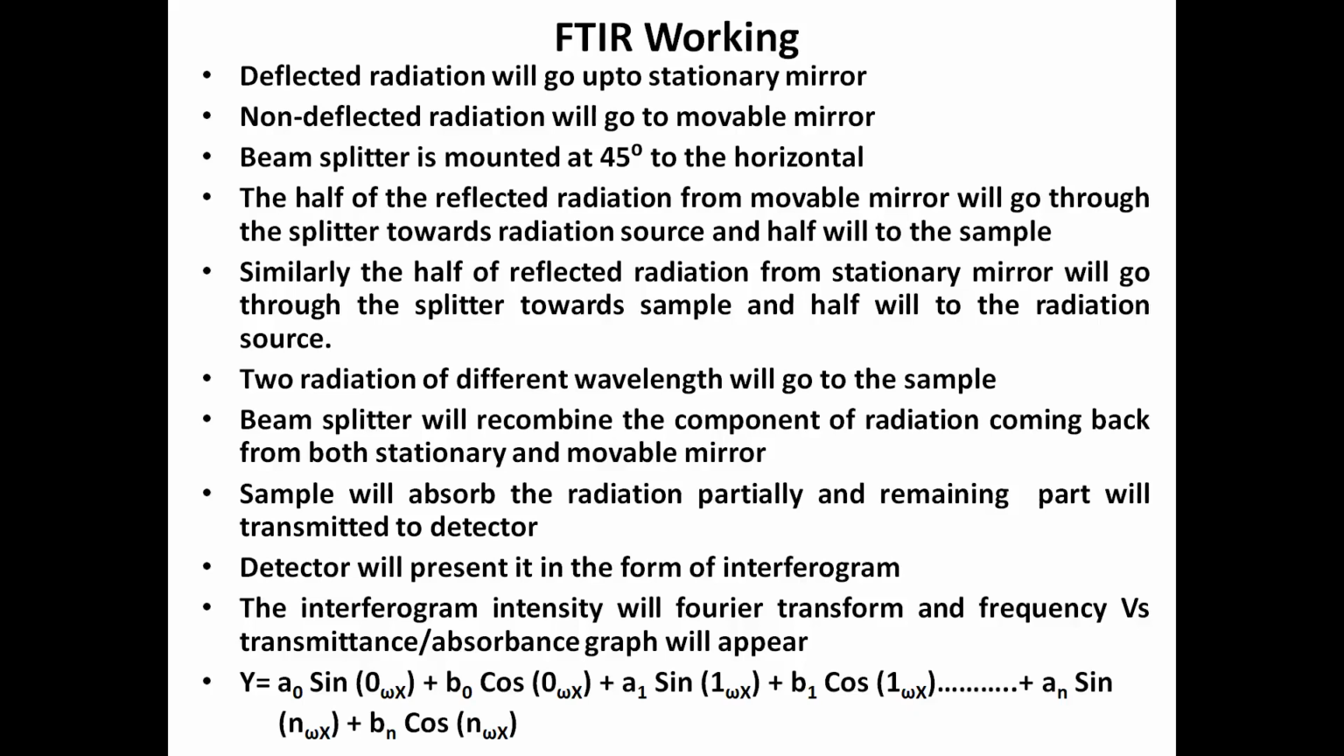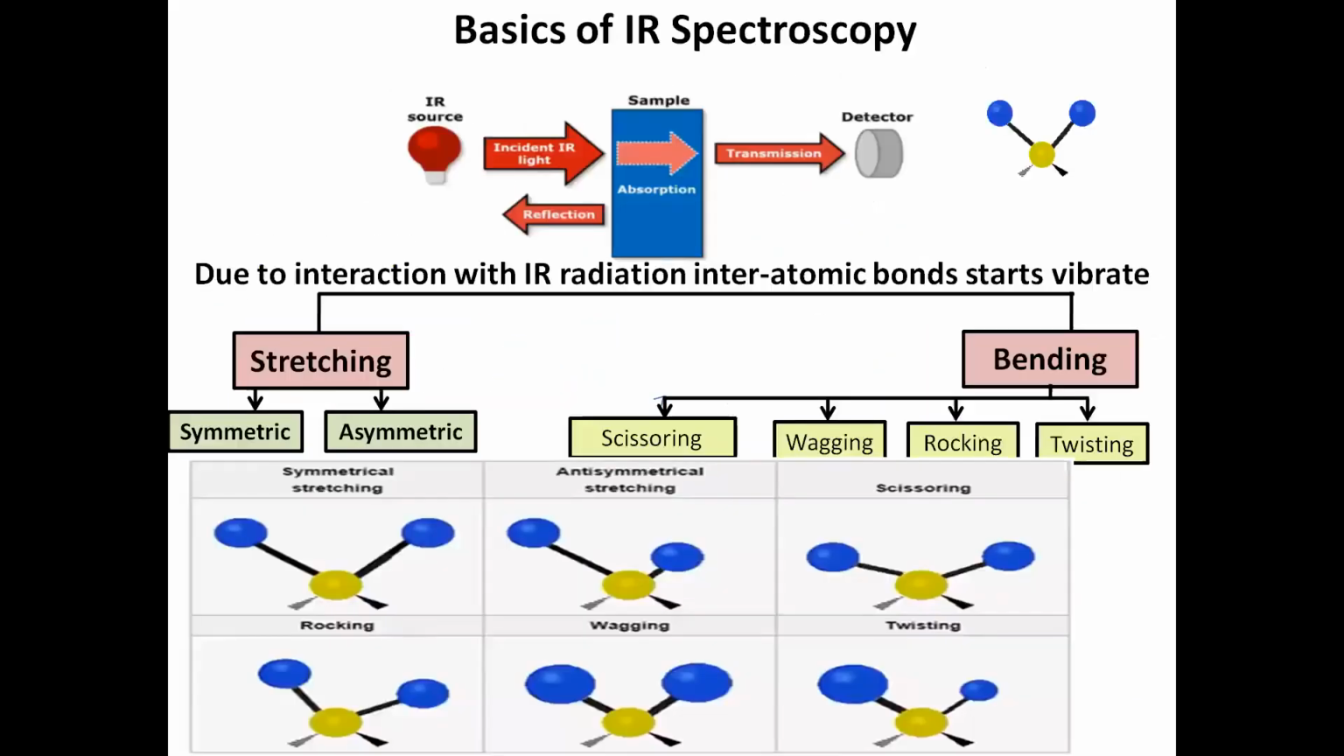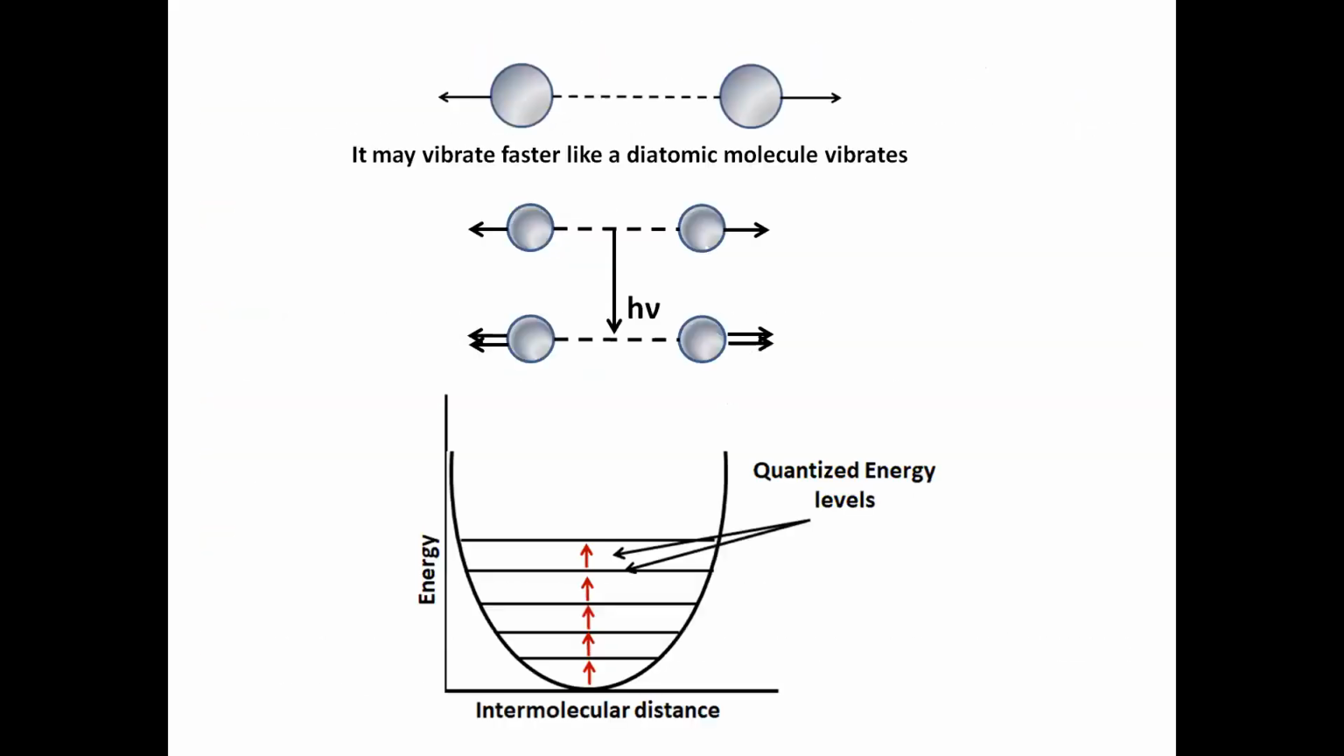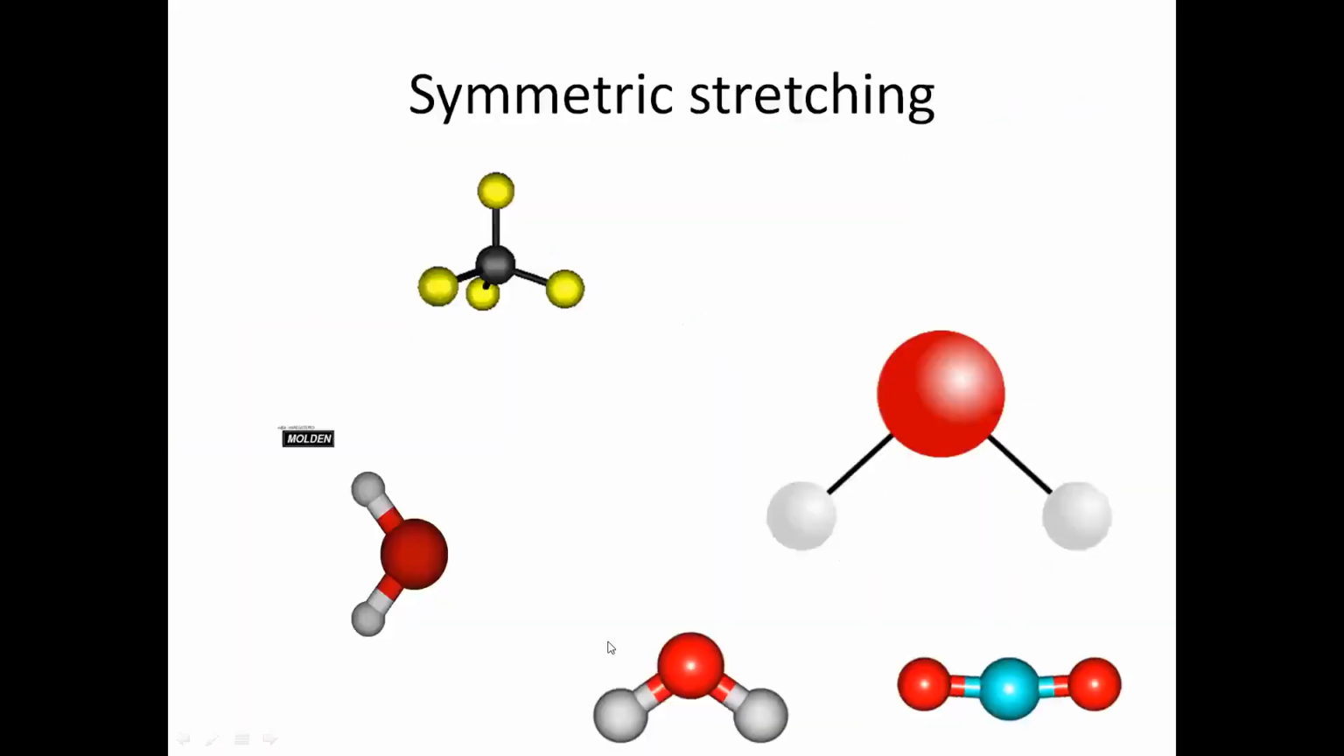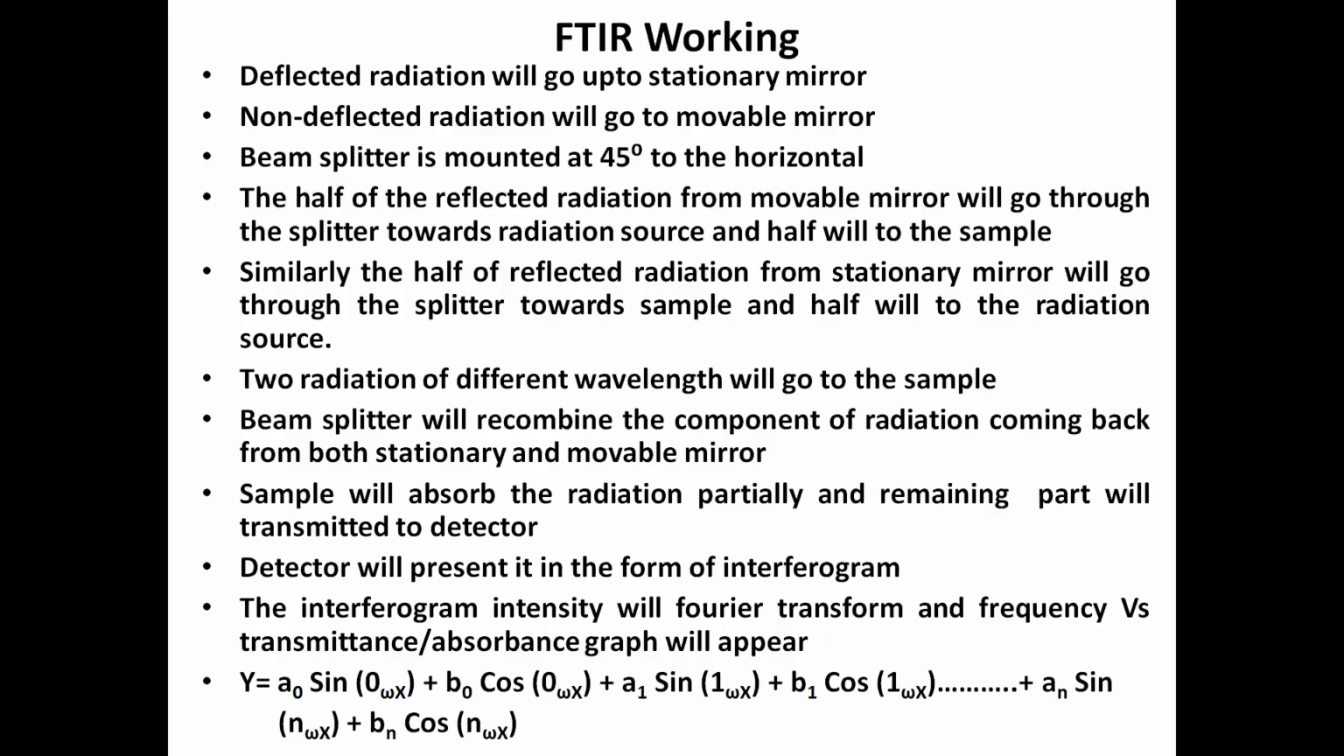What does it indicate? Come to this picture. Yes, this one. This is 0, this is 1, this is 2, this is 3, this is 4, this is 5. In this way, it will go up to n. So it's a type of series equation. Yes, this is a transformation, Fourier transformation. Basically, you can say the integration.